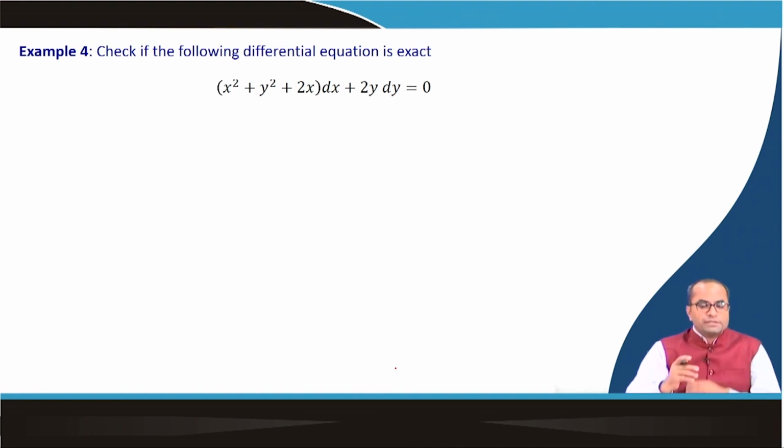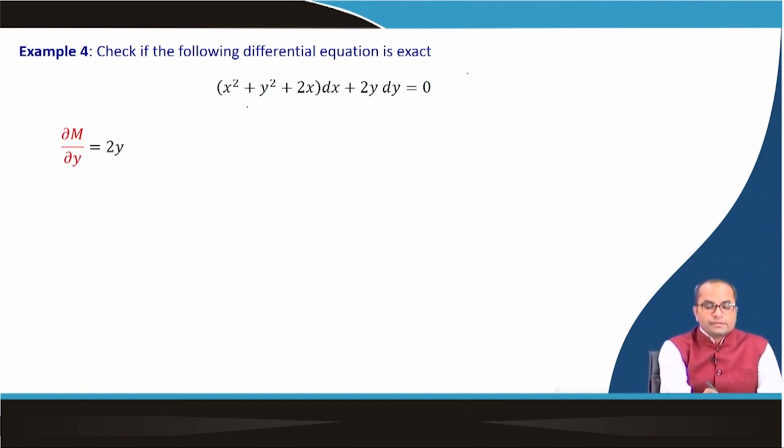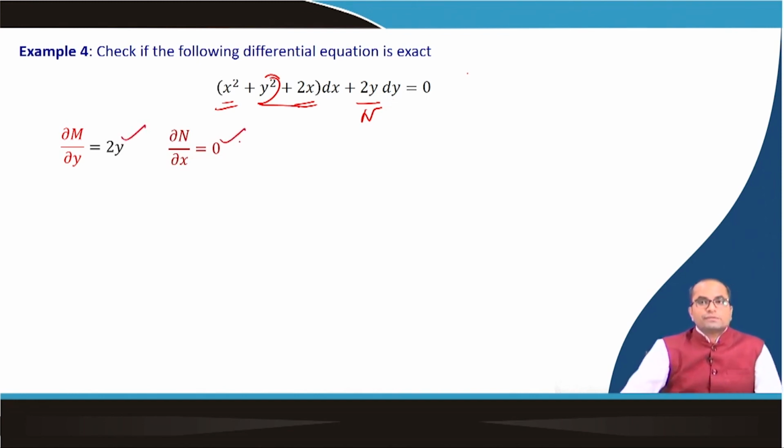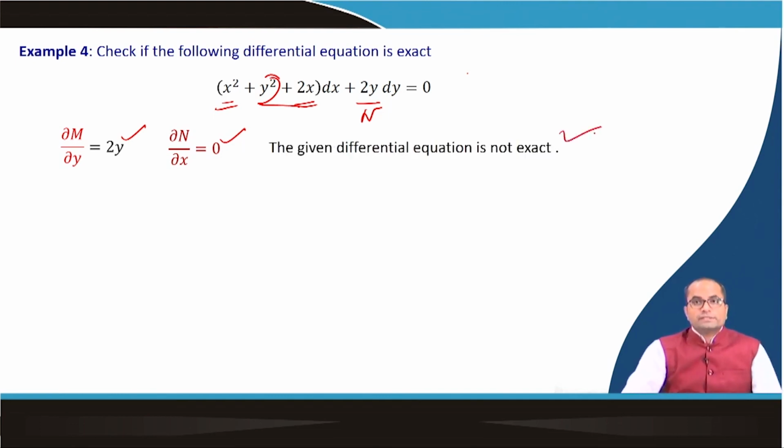This is the last example. Check if the following differential equation is exact. So, if we compute ∂M/∂y here, we will get only 2y, because all other terms are just x, and here also 2x. So, x² + 2x, the derivative will be 0, and then here we have N, and ∂N/∂x in this case is 0. So, one is 2y, another is 0. So, the equation is not exact because ∂M/∂y is not equal to ∂N/∂x. So, the given differential equation is not exact.